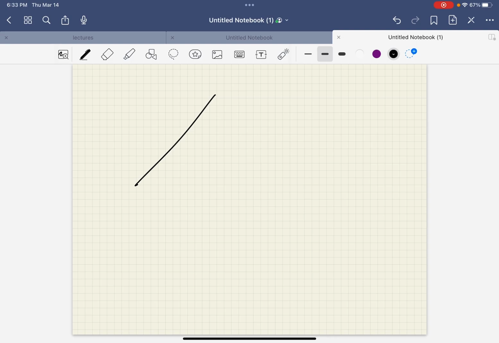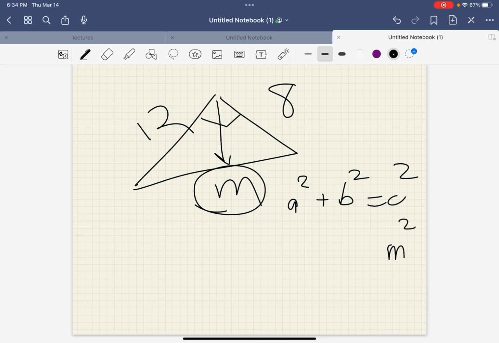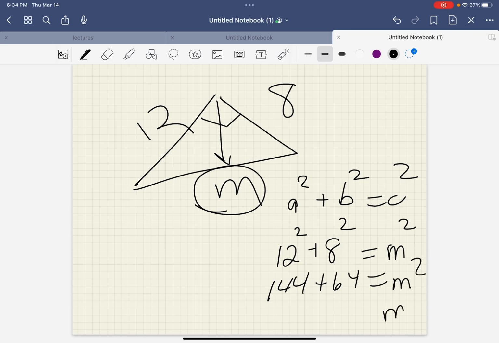Next. This guy's laying kind of crooked. That's the right angle. So the hypotenuse is over here. That's 12, that's 8, and that's m. A squared plus b squared equals c squared. The hypotenuse has to go in for c. So what do we have to put for c? M. So m squared. The other two legs are a and b, so 12 squared plus 8 squared. 144 plus 64 equals m squared. What is that? 208.